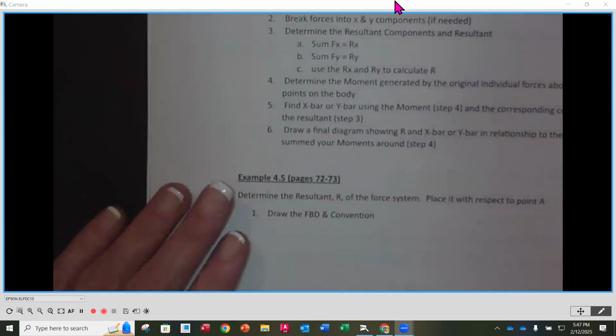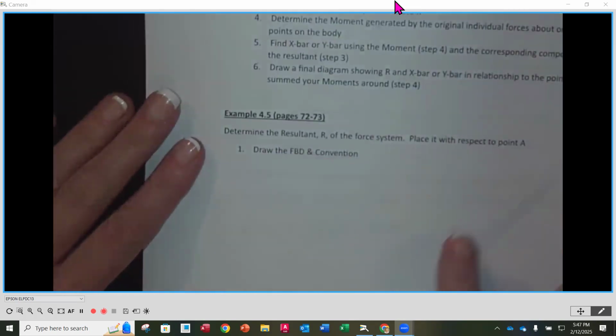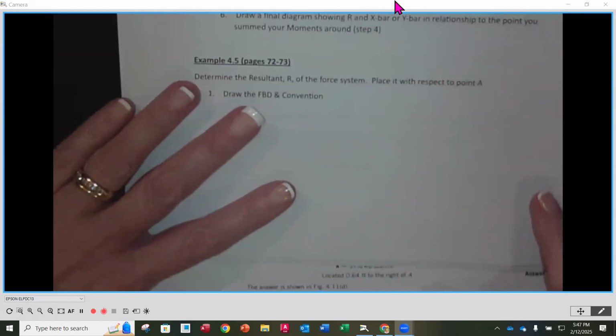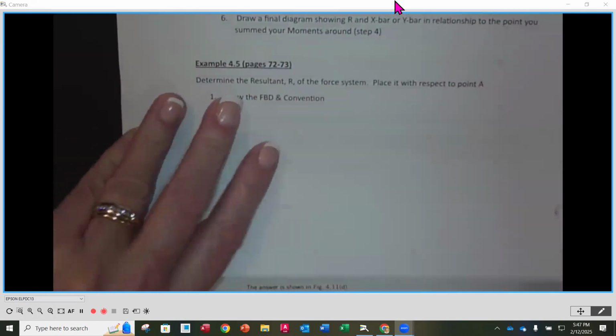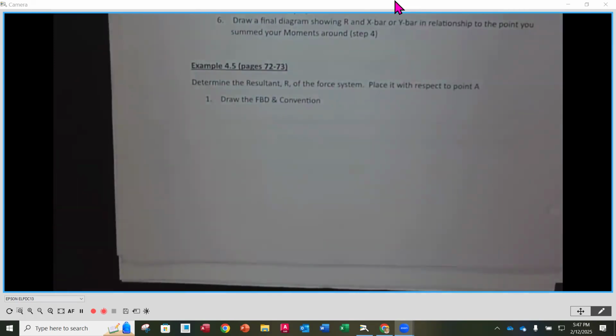We are going to draw our free body diagram, and step number one is on the bottom of page 16 here. This is where we're going to be working. In the space that's provided, draw your free body diagram right now and add your convention. I need to get my straight edge right here.